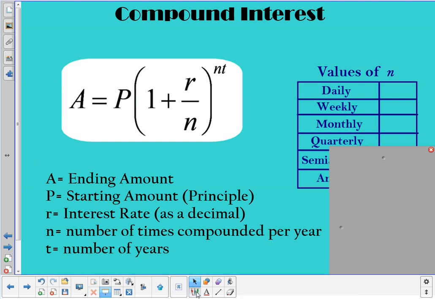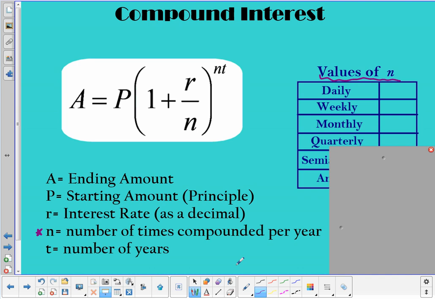That's what's going to be a little bit different today. You haven't seen n before. That one's a little bit different. And then t is the number of years. T is time. Okay, so a lot of those variables we've seen before, we can kind of recognize them. That n is a little bit different. So let's just talk about some values of n.